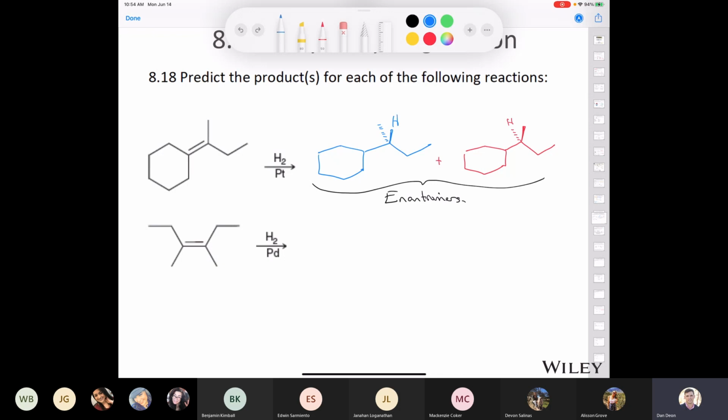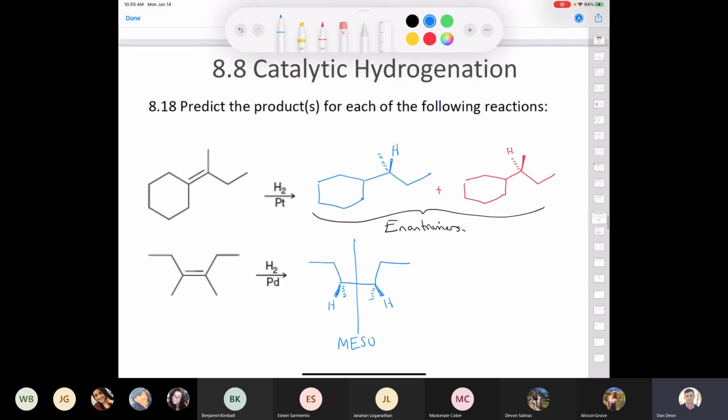So if I do a syn addition, okay, we'll write it out like this. If both of my hydrogens, let's say, are coming up like this, okay, that means that both of the methyl groups are going down, okay? And this is a meso compound. So if both of the hydrogens are pointing down, you still end up with the same molecule. Okay, so only one product in this case, and it's meso. All right. Here we go.